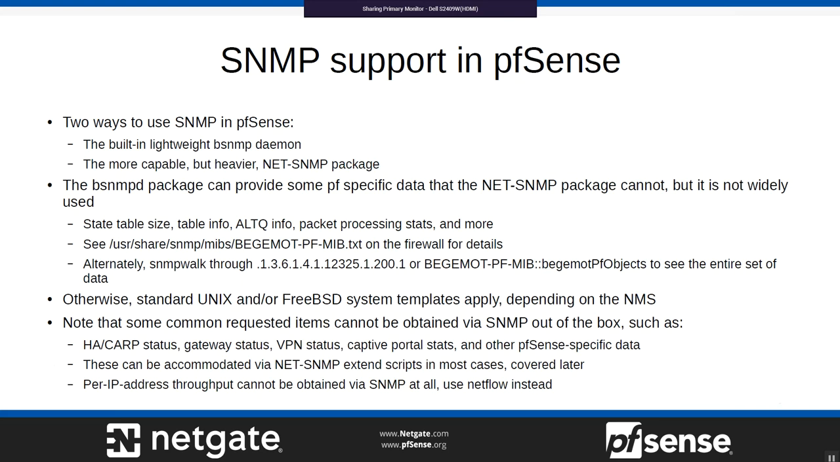There are some commonly requested items. People ask us all the time if we can do these via SNMP, and generally the answer is no, but there are ways around it, which I'll show you too with some extend commands. People ask all the time for things like HA and CARP status, gateway status, VPN status, captive portal, and other pfSense-specific stuff.